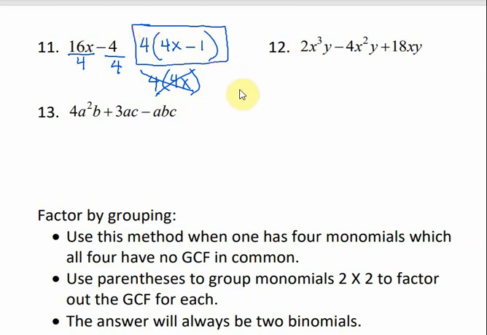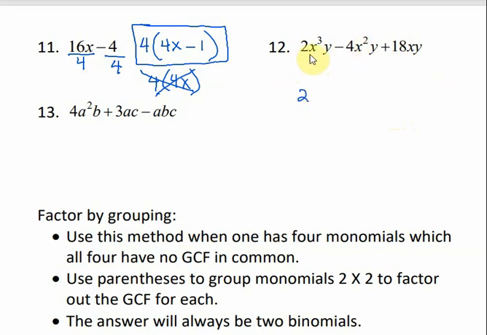All right, so that's my answer. Okay, in number 12, we have 3 terms, and we can do GCF with 3 terms, 4 terms, however many terms. We're just looking to see what all of the terms have in common. So if we look at the numbers, what is the biggest number that can divide into all 3 of these numbers? It would be 2.